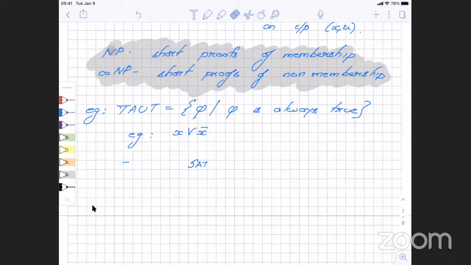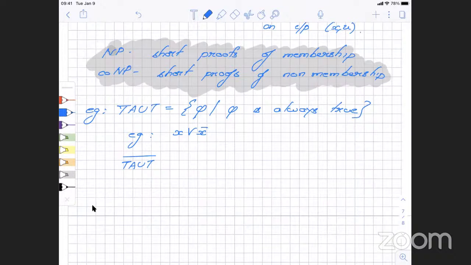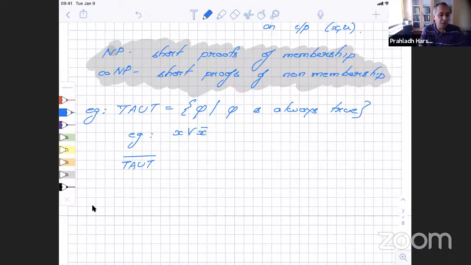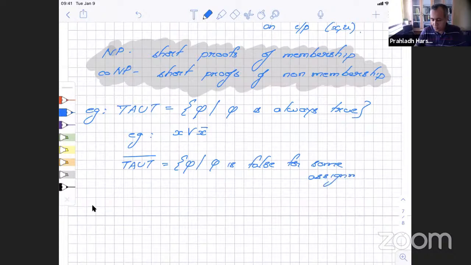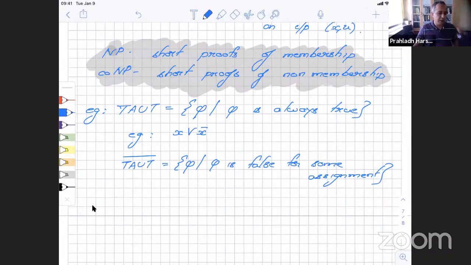You're taking tautology, okay. And you're looking at tautology complement. Yeah. So what is tautology complement? It is the set of formulas that are either always false, or true for some assignments and false for some assignments. So in other words, it is false for some assignment. Tautology complement is exactly the set of phi such that phi is false for some assignment. This is not SAT, but it is tautology complement. Clearly, this is in NP because to show it, you give this assignment. That's all. So tautology complement is in NP.